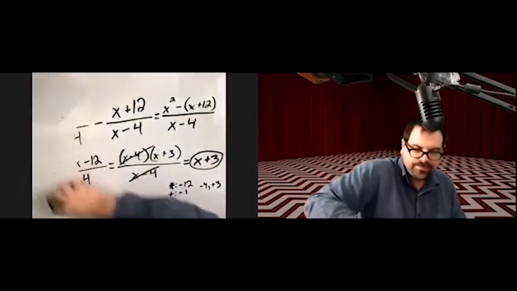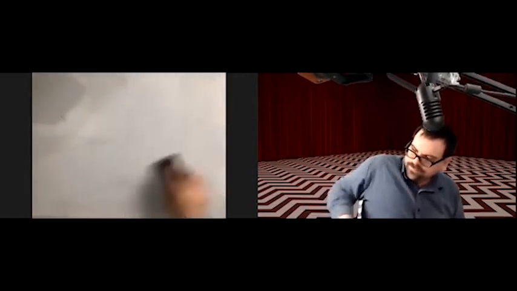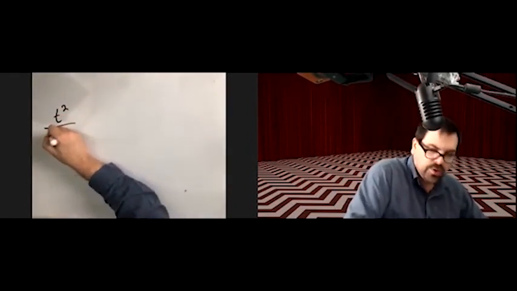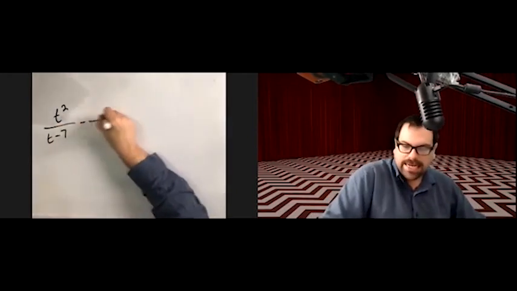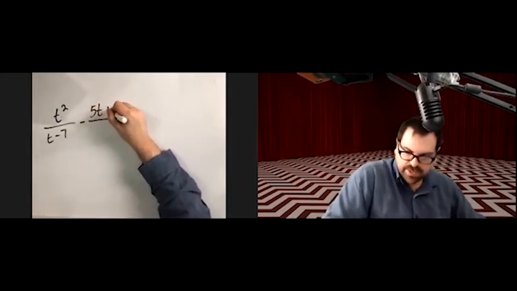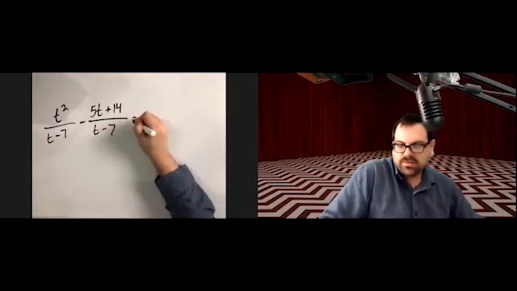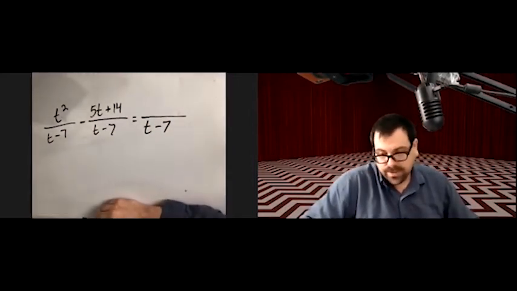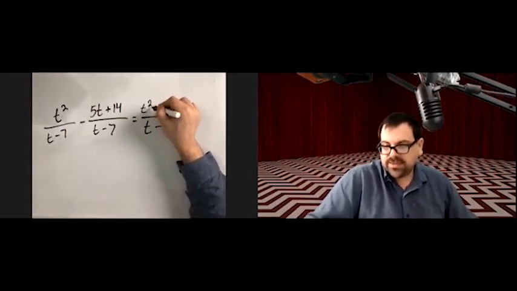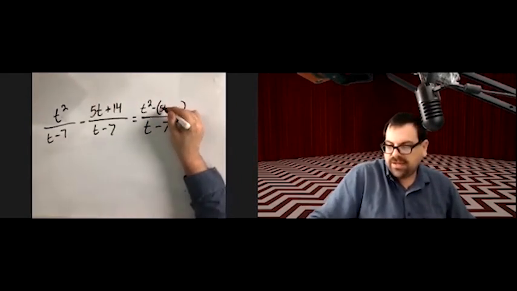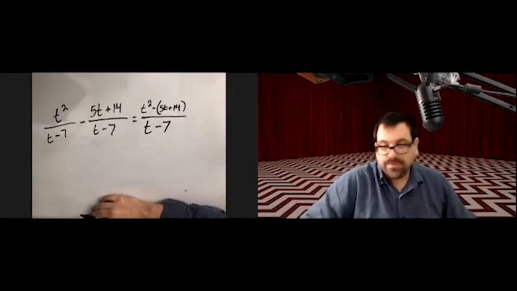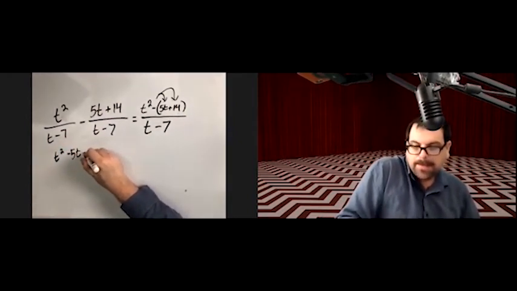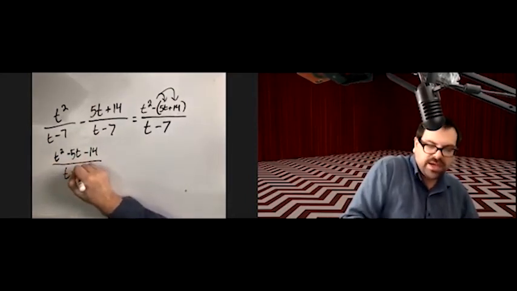Let's do another one like this. Let's say we have t squared over t minus 7 minus 5t plus 14 over t minus 7. Well, the denominators are the same, we're subtracting, so we know we leave t minus 7. On the top, t squared minus the entire 5t plus 14. Distribute the negative. t squared minus 5t minus 14 all over t minus 7.